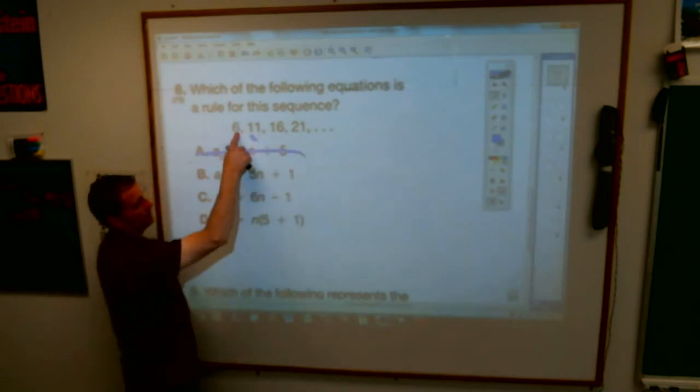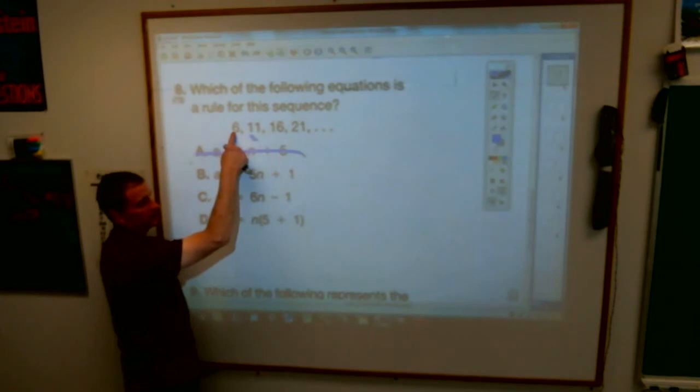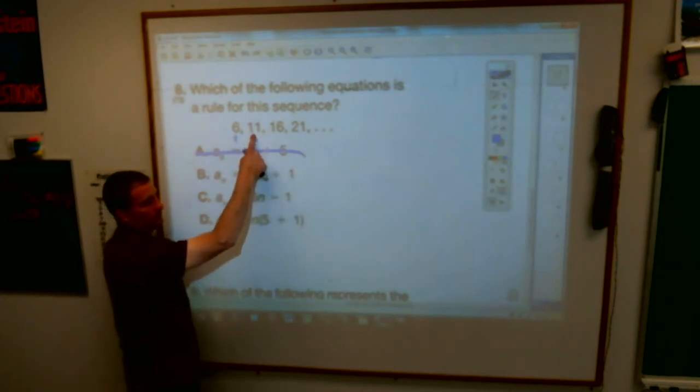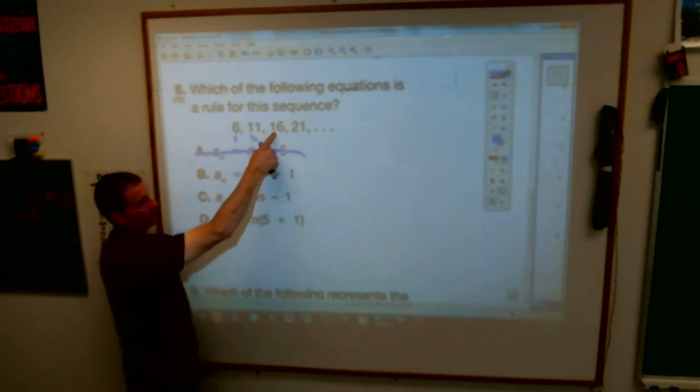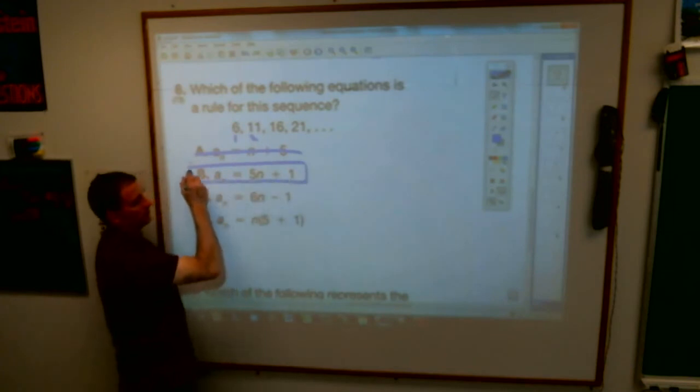So try this one. Put a 1 in for this. Does 5 times 1 plus 1 give you 6? Yes, try it for the second one. 5 times 2 plus 1, 11. 5 times 3 plus 1, 16. You can stop right there because this one works.